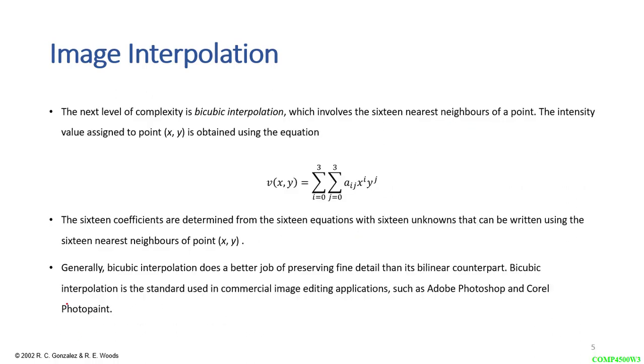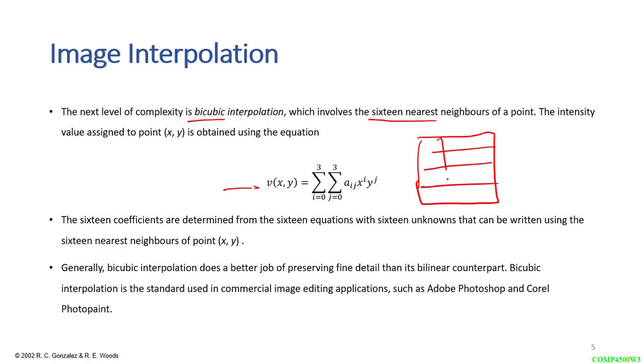The third type is the bicubic interpolation. In the bicubic, we use 16 nearest neighbors, and we use this equation. You can see here we sum i from 0 to 3, that's 4, and we sum j from 0 to 3, that's 4. So this gives us a square of 4 rows and 4 columns, in total 16 neighbors. If our pixel is somewhere here, we check all the 16 neighbors. In the bilinear, we check only 4 neighbors. Here we check 16 neighbors. In the nearest neighbor, we check only 1 neighbor.